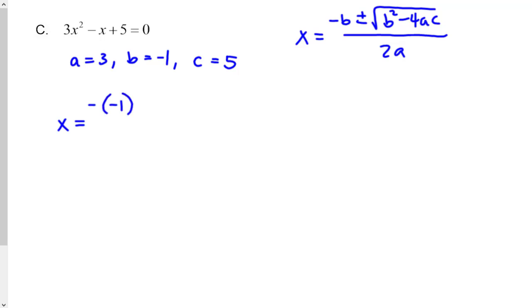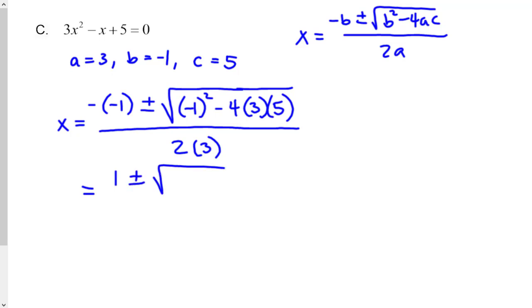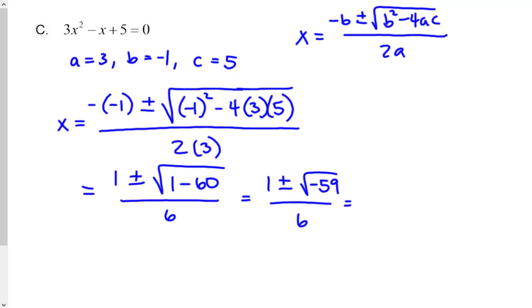So it's going to be negative b, so the opposite of negative 1, plus or minus the square root of b squared, so negative 1 squared, minus 4 times a times c, all over 2 times a, which is 3. So this becomes 1 plus or minus the square root of 1. 4 times 3 is 12. 12 times 5 is 60. So 1 minus 60 divided by 6. Or 1 plus or minus the square root of negative 59 over 6. And I believe 59 is a prime number. There's nothing really I can do to simplify that, except pull the negative out as i. And there is my final answer.